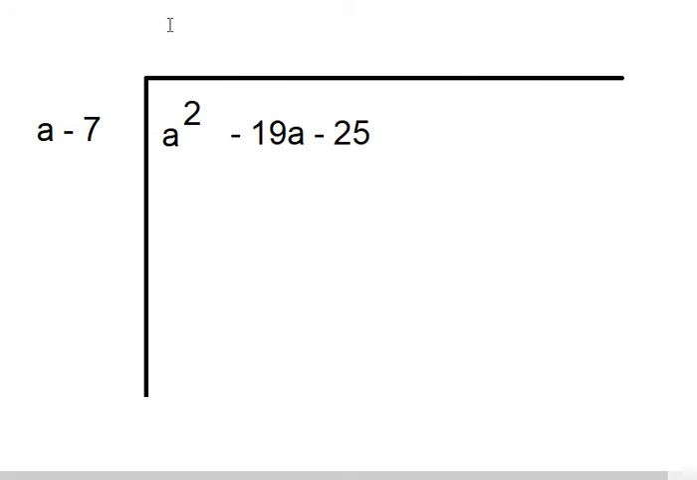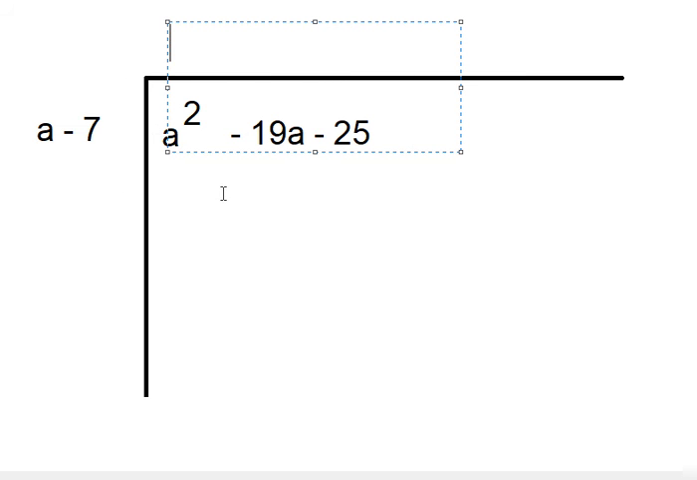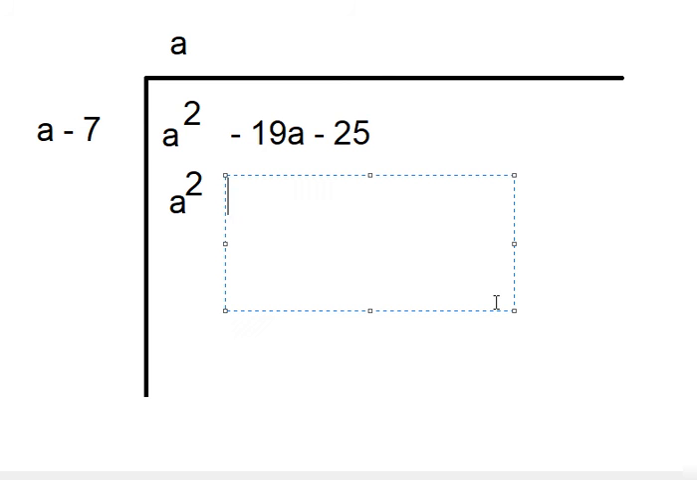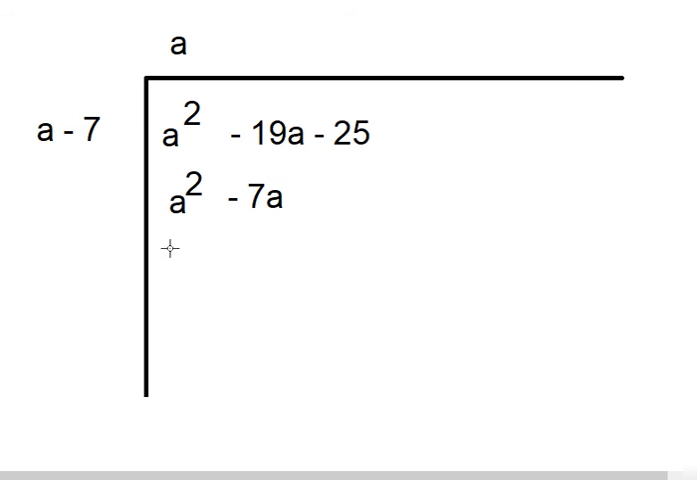So on the top one, we just use a, because a multiplied with a, you will get a square in here. A multiplied with negative 7, we put negative 7a in here. Later, we put a negative sign in here.